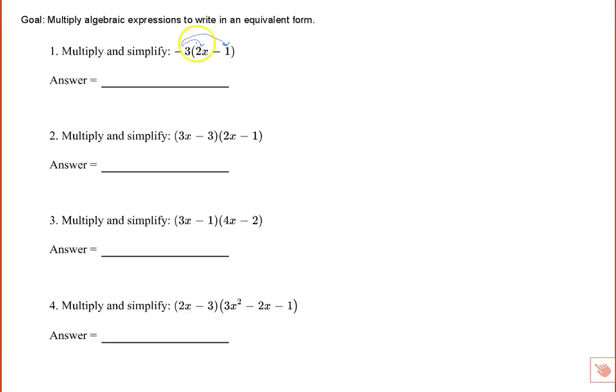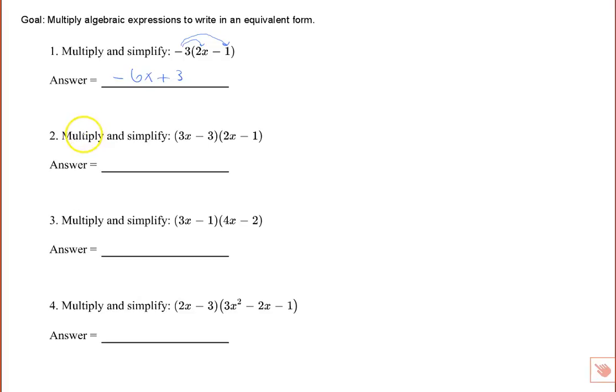So our answer would be, if I did that, I would have -3 times 2x, that's minus 6x. And -3 times -1 is +3, so plus 3. So these are equivalent. -3 times the quantity 2x minus 1 is equivalent to -6x plus 3.